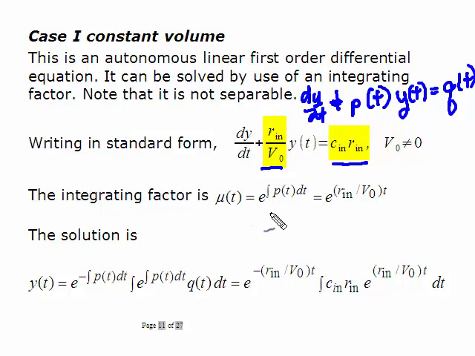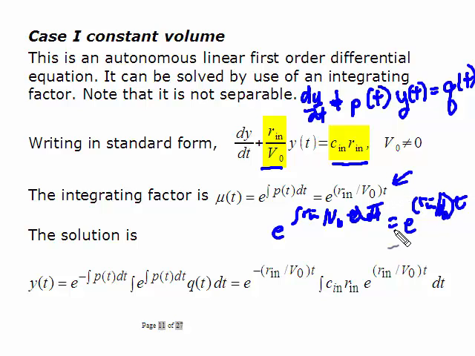The integrating factor is e to the integral of p(t) dt. Well, this is a constant, so you have the integral of Rn over V0 dt. Oh, dt, I'm sorry, there's no t in there. That's just e to the (Rn over V0) times t. So that's the integrating factor. Now when you create the solution, you can rederive the equations, or, to me, it's just as easy to remember it.